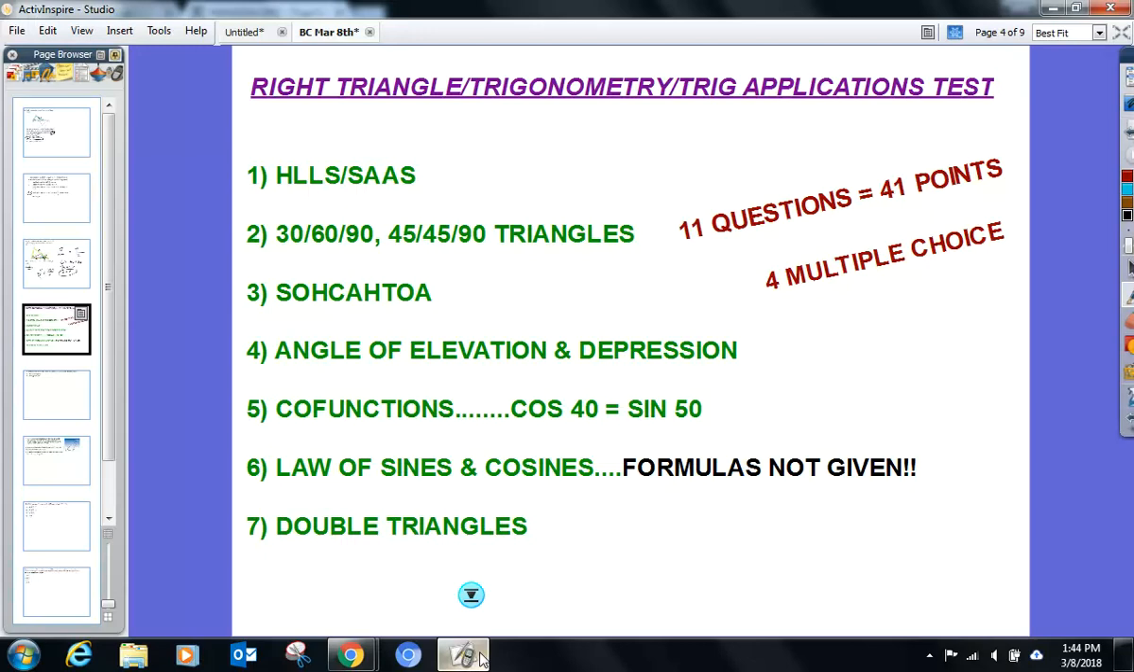You will also need to know your 30-60-90 and 45-45-90 rules. They will not be given to you. And some vocabulary, as you can see there as well: cofunctions, geometric mean, elevation, and depression.